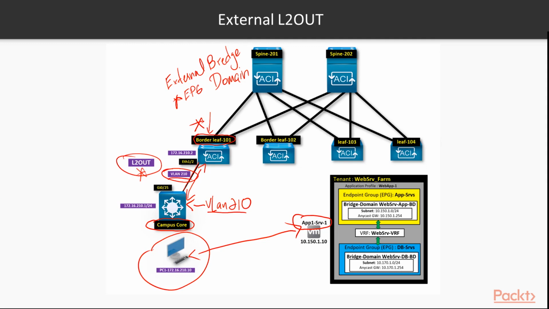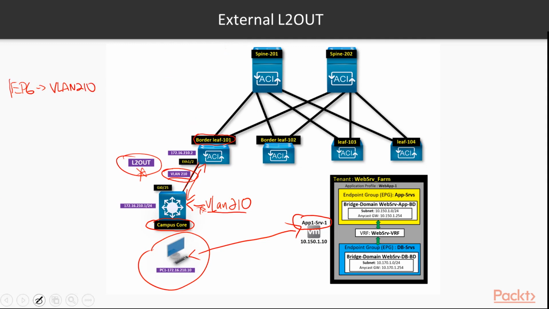How would it look from a logical standpoint? Let me show you real quick how it's going to look. We're going to have an EPG, and we can call this EPG VLAN 210 or L2OUT. It doesn't matter. You just need to label it in a way that you know that this belongs to the campus core. So in this case, I'm just going to label the EPG VLAN 210. Okay? With that said, we have an EPG. The EPG is VLAN 210.